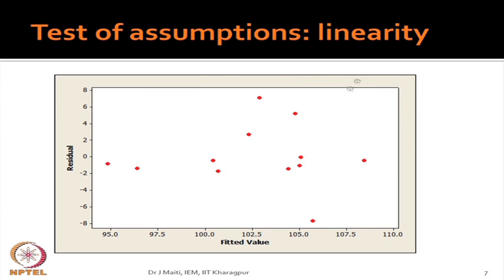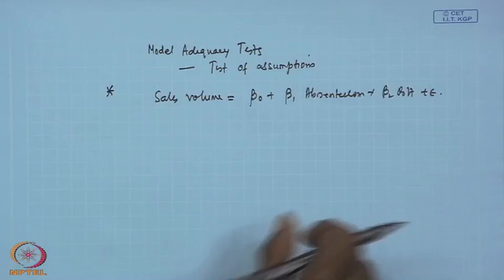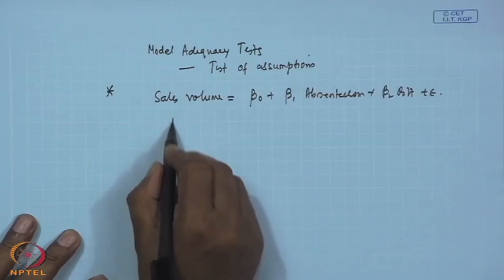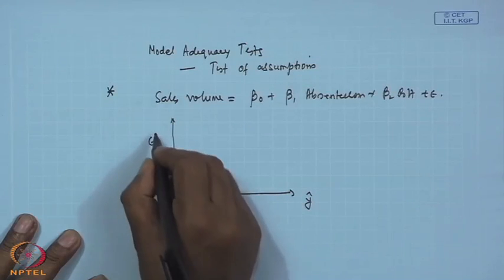One of the assumptions is linearity. Now, if you look into the results of the given problem, that is a small company doing business in a local city, where sales volume is a function of absenteeism and breakdown hours plus error. So, this diagram is related to the fitted value, that is y cap, versus the residuals.